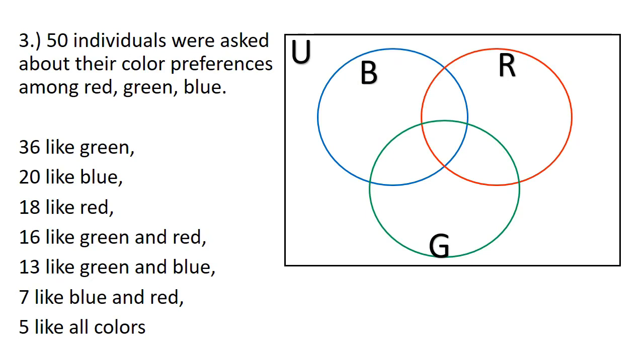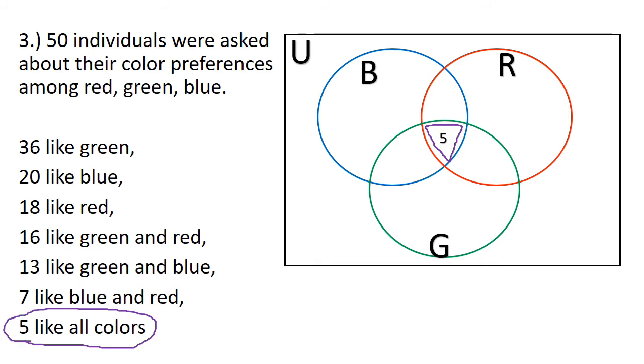Example number 3. 50 individuals were asked about their color preferences among red, blue, and green. 36 like green, 20 like blue, 18 like red, 16 like green and red, 13 like green and blue, 7 like blue and red, and 5 like all colors. So let us fill in this Venn diagram. So as what we've practiced, we are going to begin with the center or the intersection of these 3 sets. So we have here 5 like all colors. So this is the intersection of the 3 sets.